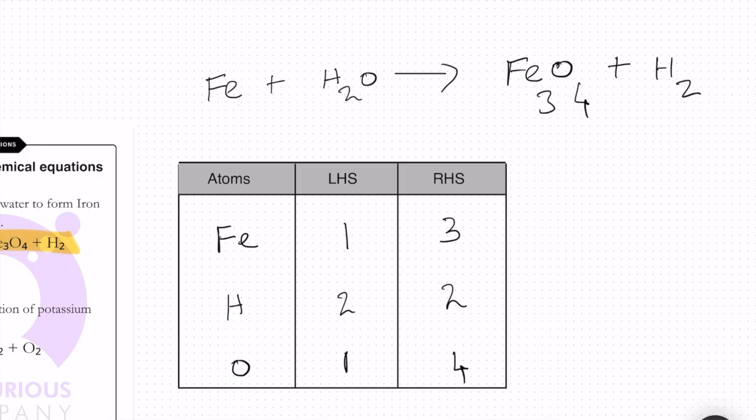So what seems to be the mismatch here? We have the hydrogen atoms balanced, but oxygen and iron atoms are not balanced. So once again, we have to multiply it with the right coefficient. So what is it then?